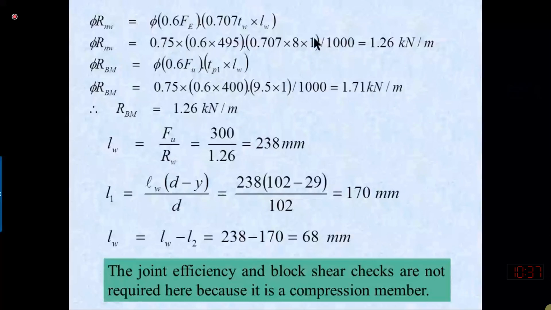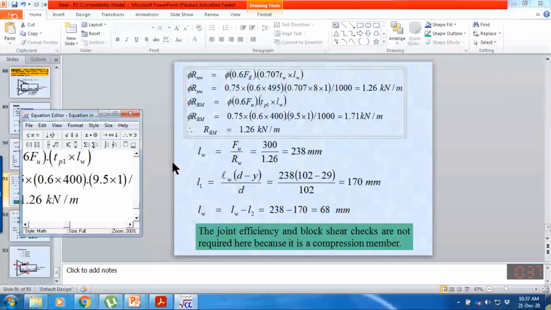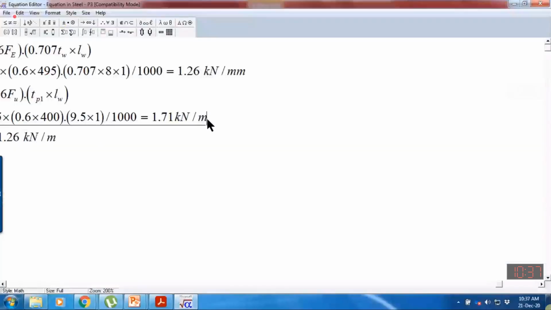Similarly, the weld value based upon the base metal will be phi times the shear strength of the base metal, which is equal to 60% of the ultimate strength. Because the base metal will fail due to rupture, that's why we are using the ultimate strength. And the area of the plate will be TP1. Always use the lesser thickness of the plate times the length of the weld. So the plate will be torn along the weld direction.